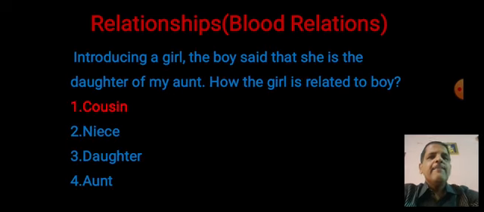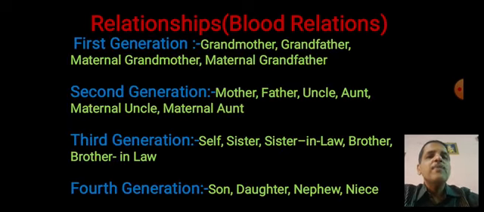Let us see one example. Introducing a girl, the boy said that she is the daughter of my aunt. How is the girl related to the boy? One boy is saying, one girl is there and she is my aunt's daughter. Now aunt's daughter means what? Maybe maternal aunt's daughter, maybe paternal aunt's daughter, but definitely aunt's daughter means cousin. So your answer should be cousin. Like that, this was simple. Some complex questions may appear, but we can solve by knowing this chart of relationships and our common sense.